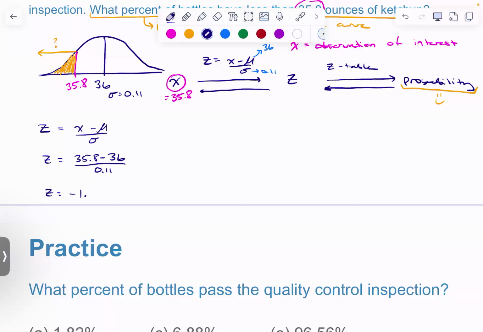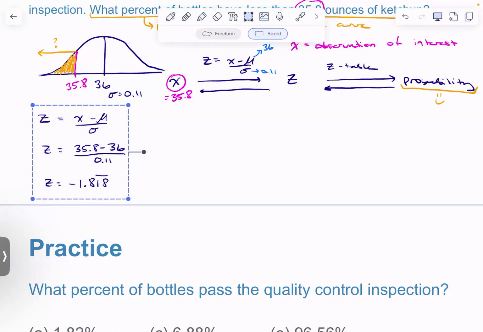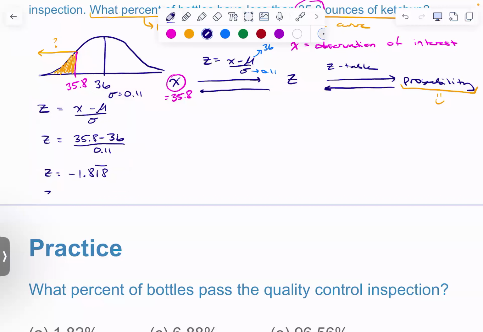I get a Z of negative 1.818 repeating. We said that the Z table only has Z to 2 decimal places, right? And so we round to 2 decimal places. Just so I can put that on the same line here, Z is negative 1.82, rounded to 2 decimal places to match the Z table.